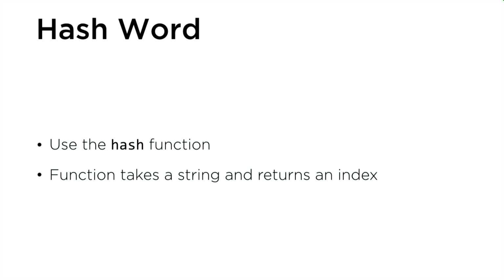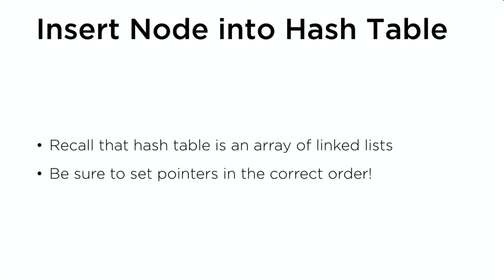Once you've determined which linked list you should use, the next step is to actually insert that word into the linked list. How are you going to do that? Well, again, recall that the hash table is an array of linked lists, and you're going to want to index into the hash table to get the linked list that you want to use to add this particular word into. And in order to do that, you're going to have to add a new node to a linked list. So you'll want to make sure you're setting your pointers in the correct order. What do I mean by that? Well, let's take a look at an example.